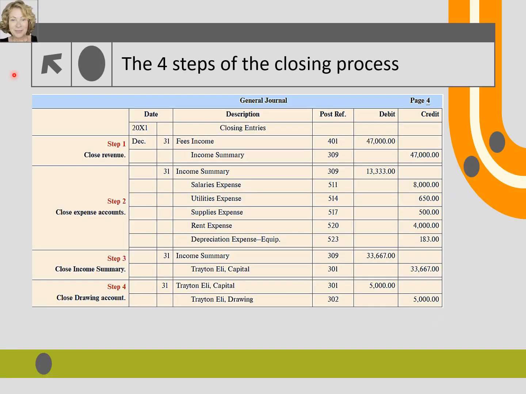There you have it. The 4 steps of the closing process include: first, closing the revenue; second, closing the expense accounts; third, closing income summary; and fourth, closing the drawing accounts. The next step is to post the journal entries into the general ledger.